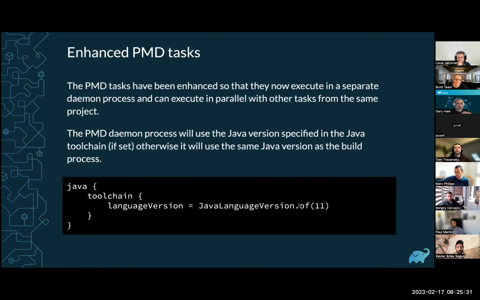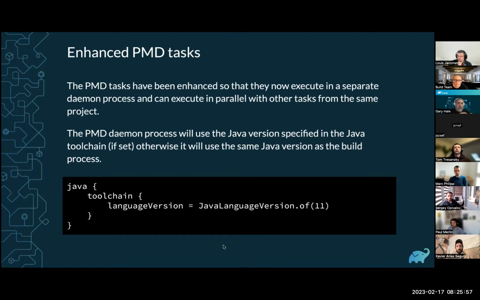Yeah. And then the other thing that we did with code quality is we made some improvements to the PMD task. And so whether you're using configuration cache or not, PMD tasks will now execute in parallel by default. So you could potentially have multiple code quality checks that are running at the same time on the same project, and those will execute in parallel now.